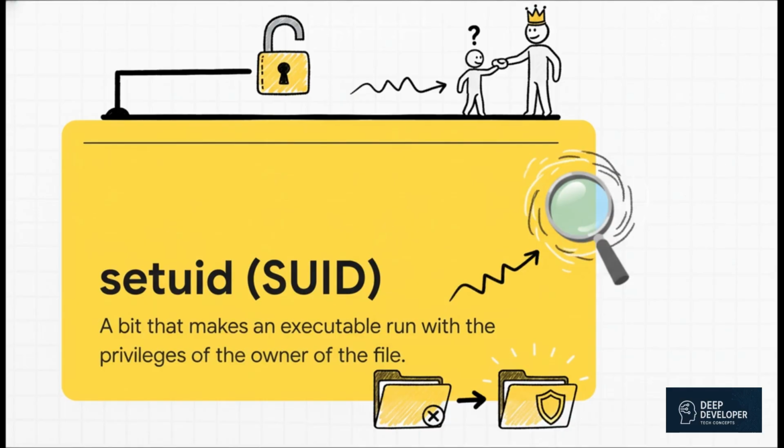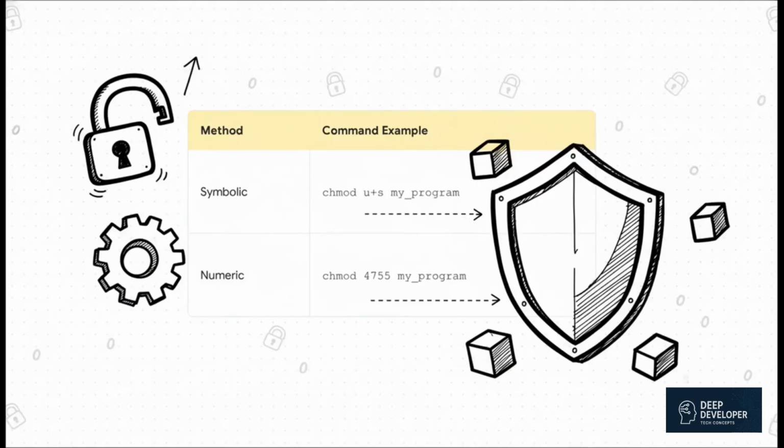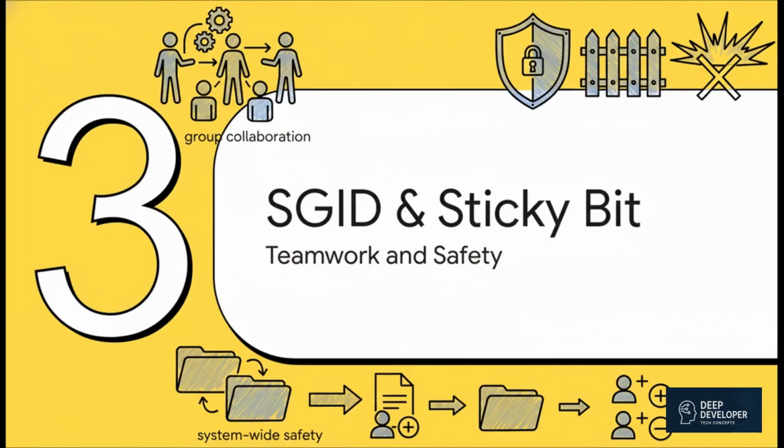Pretty clever, right? And you can actually set this yourself using the good old chmod command. The symbolic way is chmod u+s. Or, if you're using the numeric codes, you just add a 4 to the very beginning. So standard 755 permissions become 4755 when you add SUID. Now, SUID is the most dramatic of the special permissions, but it's not alone. Let's look at the other two, SGID and the sticky bit. These are all about teamwork and keeping things safe.